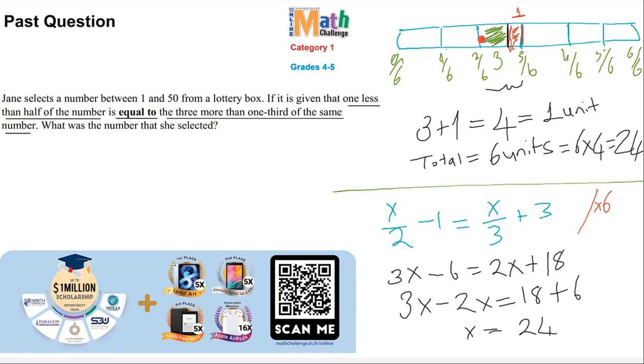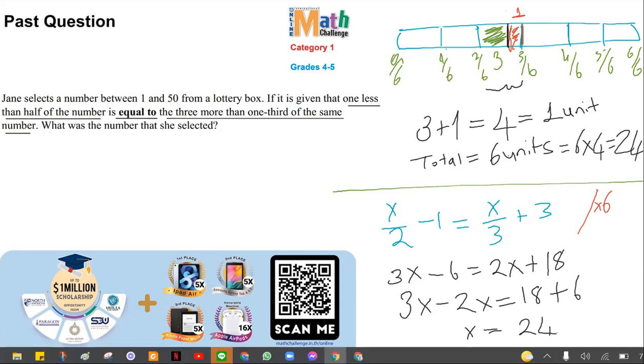So one rectangle has 4 units. This is 4, 4, 4, 4, 4, 4. So there are 6 parts. 6 times 4 is 24. As you see, we get the same result, one with an equation, another without writing any equation.